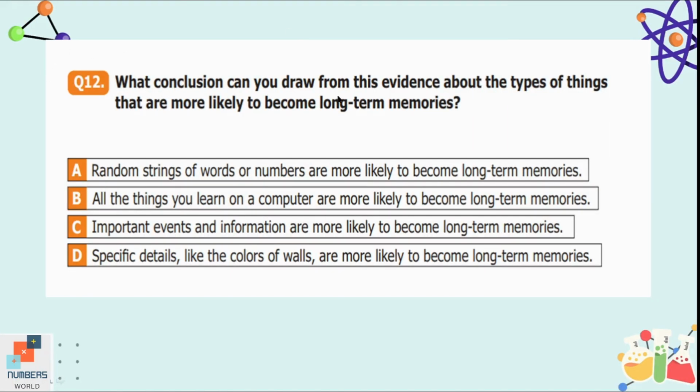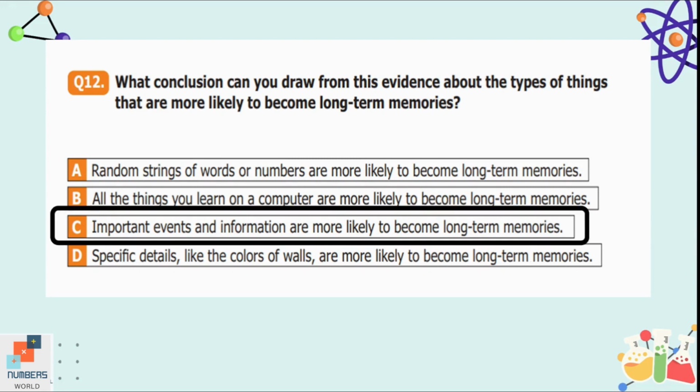Question number 12. What conclusion can you draw from this evidence about the types of things that are more likely to become long-term memories? Option A is random strings of words or numbers are more likely to become long-term memories. Option B is all the things you learn on a computer are more likely to become long-term memories. Option C is important events and information are more likely to become long-term memories. And the last option is special or specific details like the colors of walls are more likely to become long-term memories. So option C is the correct option here. Important events and information are more likely to become long-term memories.